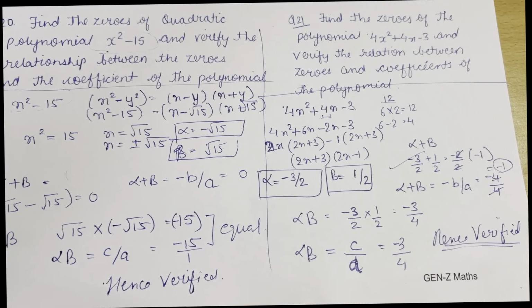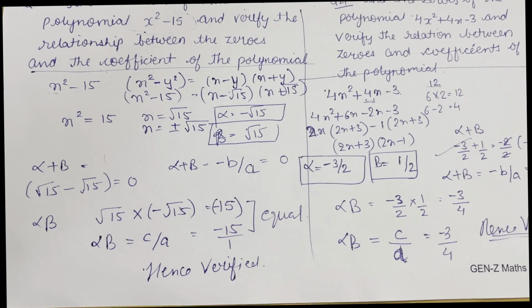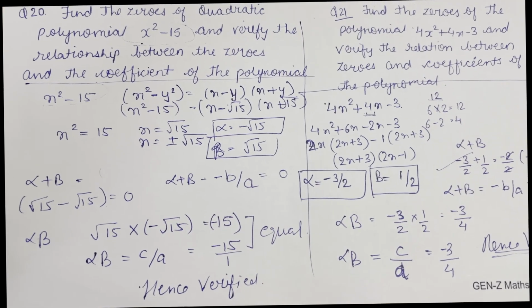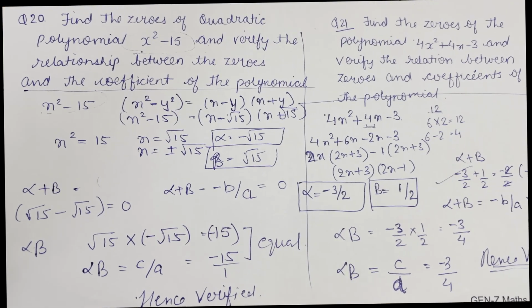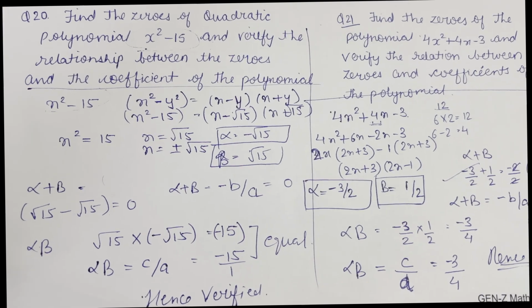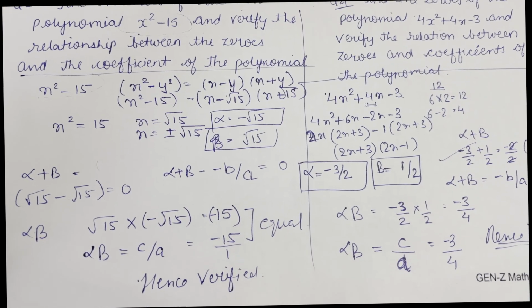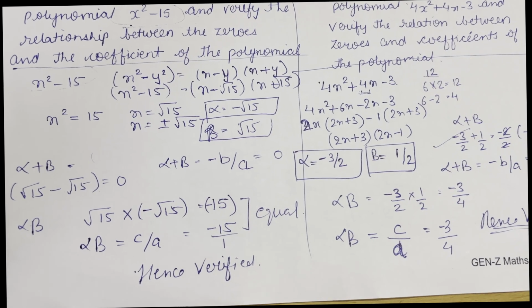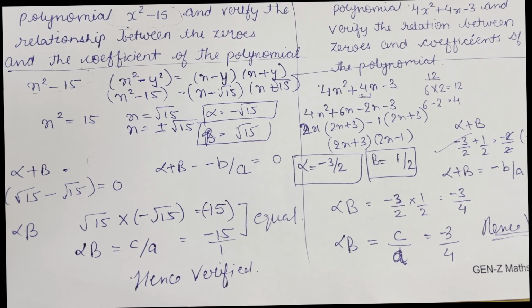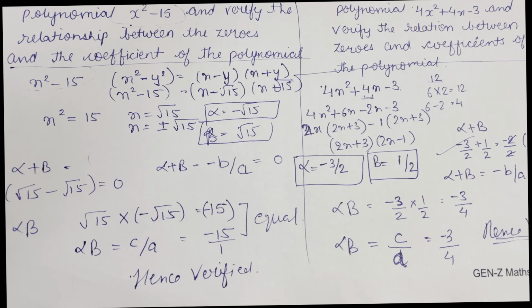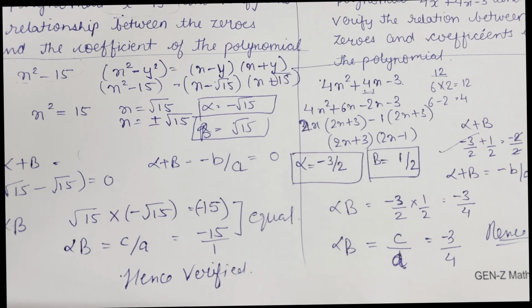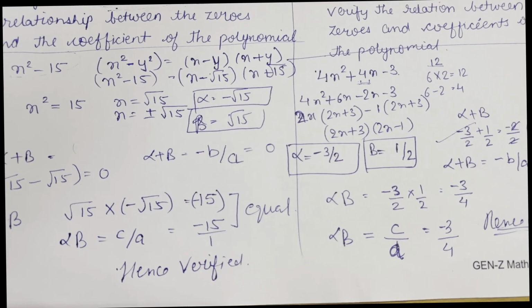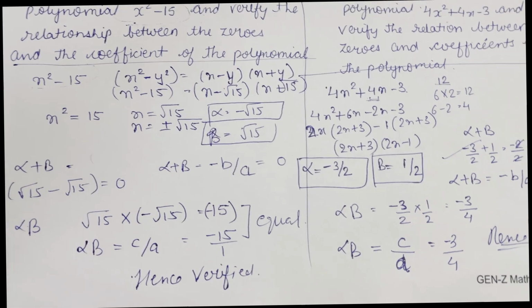I hope you understand this question. This is a very easy type of question and a mark gaining question. You have to find the zeros, then verify the sum by actually adding them, and by the relationship sum of zeros equals minus b by a, and the next step is actually multiplying both the zeros and then verifying by the relation alpha into beta is c by a. That's it.